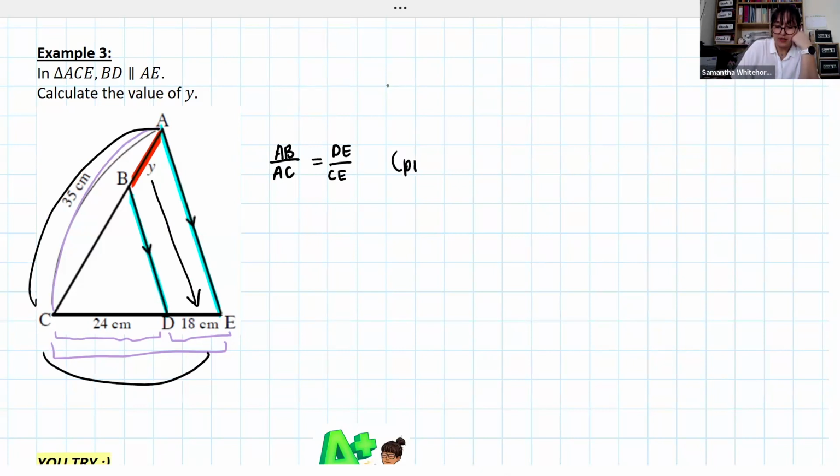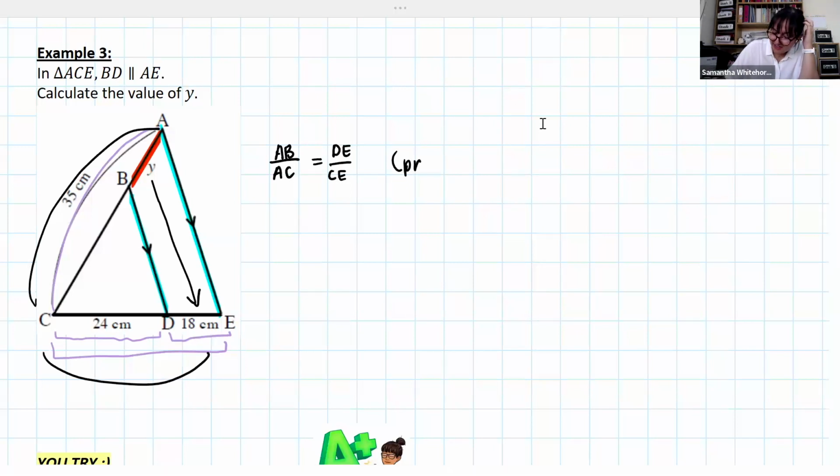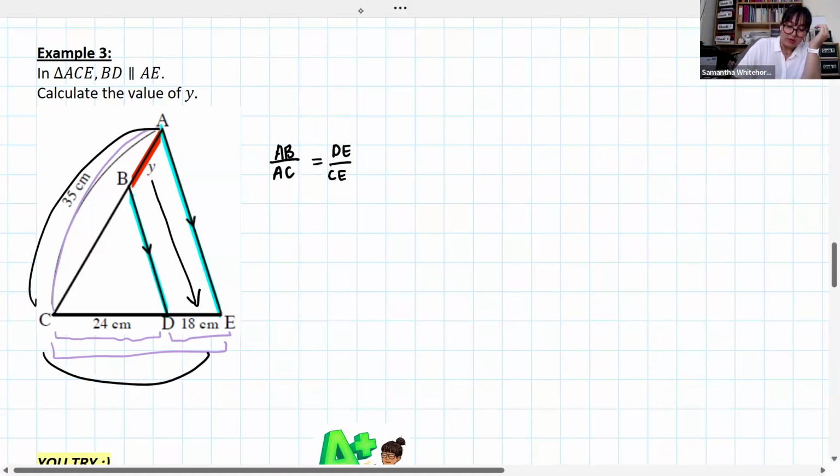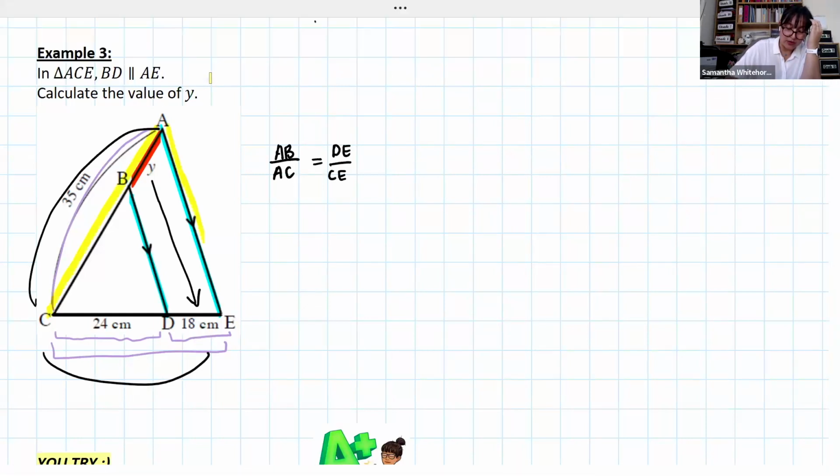Hello. Sorry. Why can't we say that AC corresponds with AE, ma'am? AC corresponds with AE. Okay, so good question. I'm just going to grab a highlighter here. So the question is, why can't we say that this AC corresponds with AE?